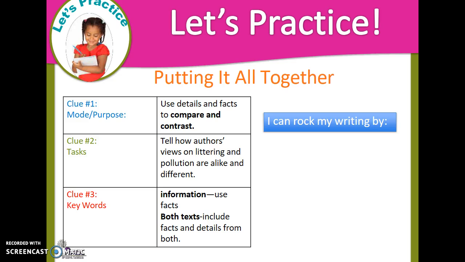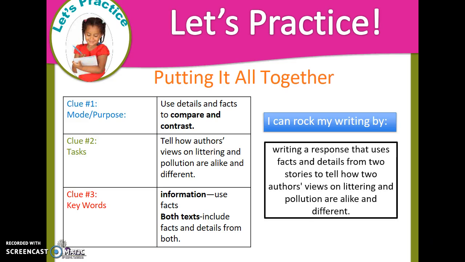I can rock my writing by writing a response that uses facts and details from 2 stories to tell how 2 authors' views on littering and pollution are alike and different.